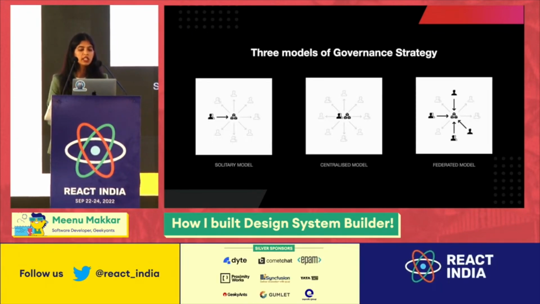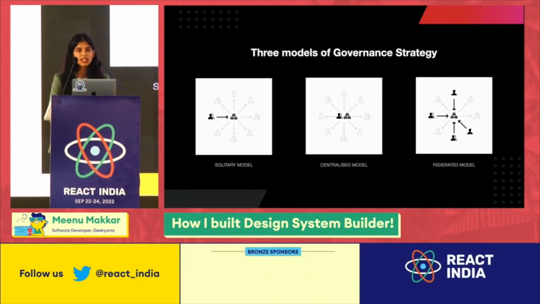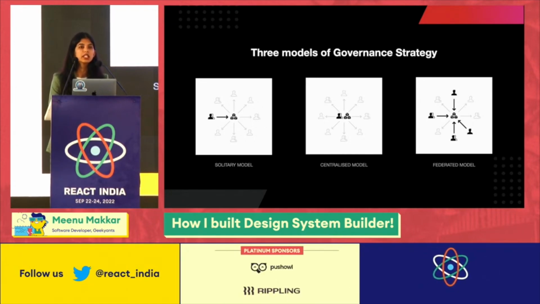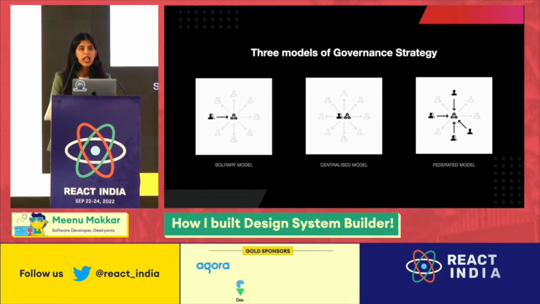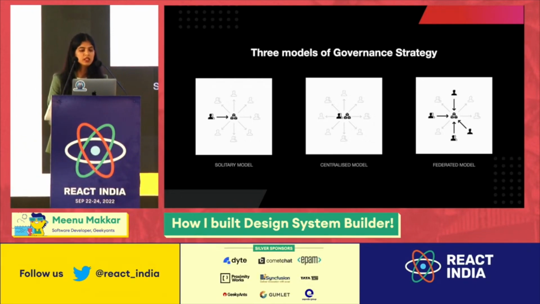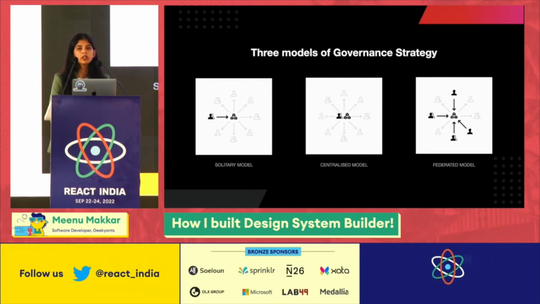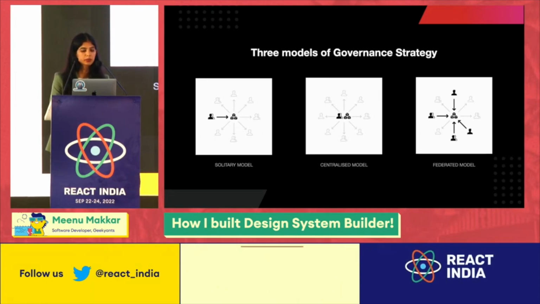Solitary is basically where one person decides and approves the rules around the design system and other people follow that. Centralized is the one where there's a design system team and everybody follows the rules made by that team. And the last one is the federated model, where several people from several teams are in charge of the design system.